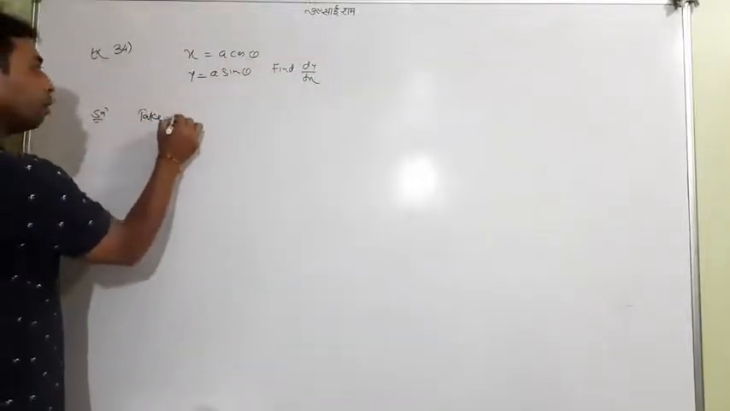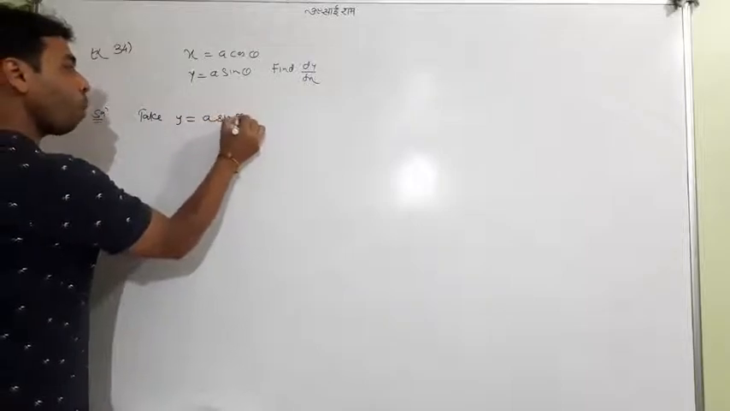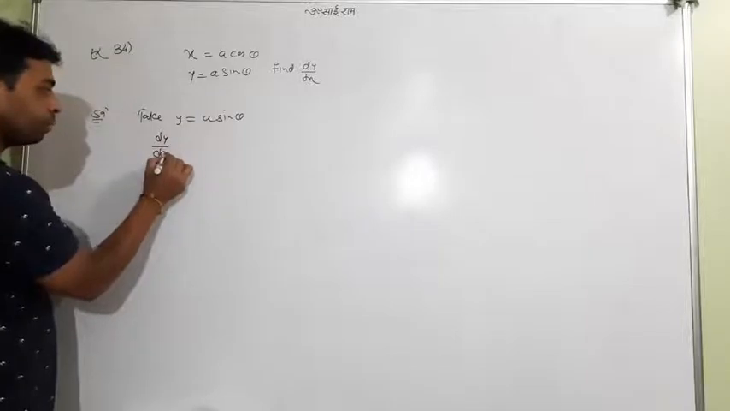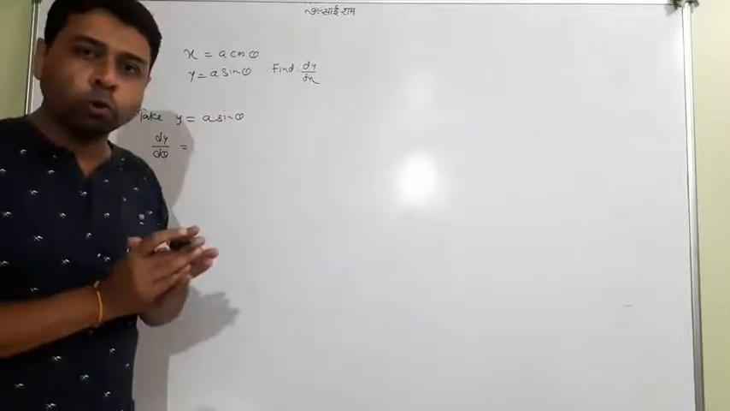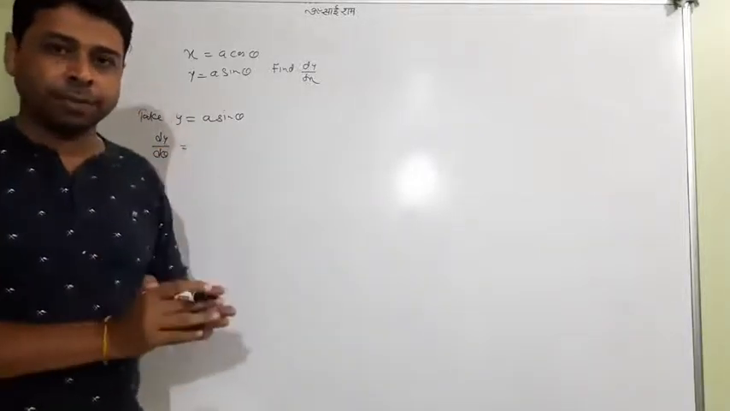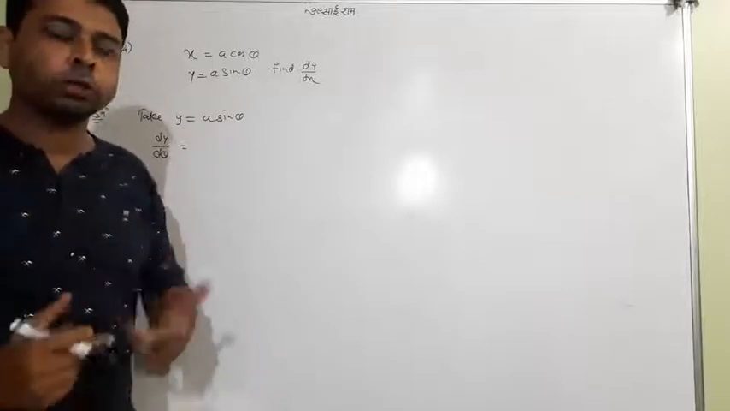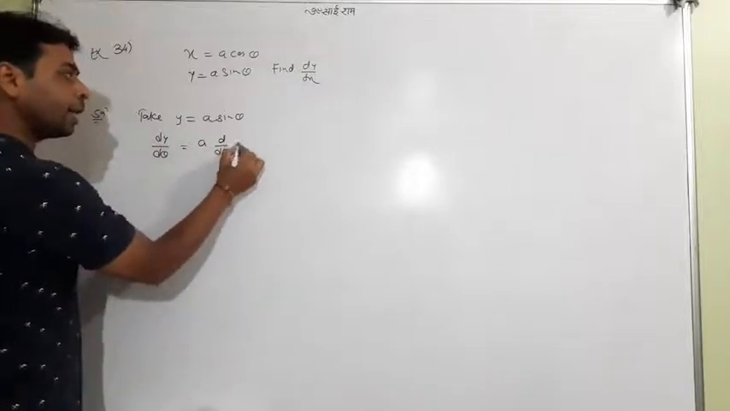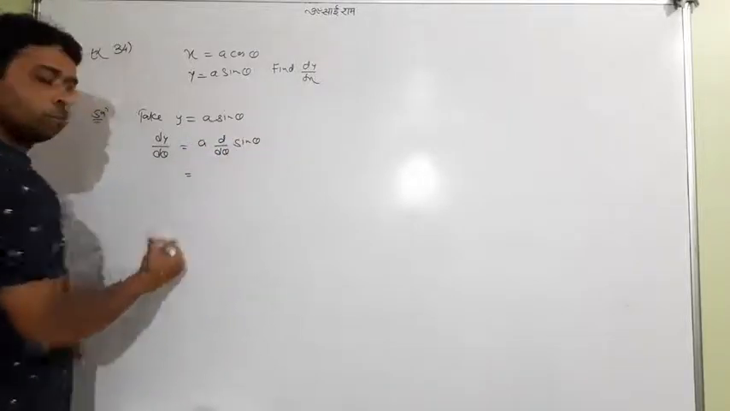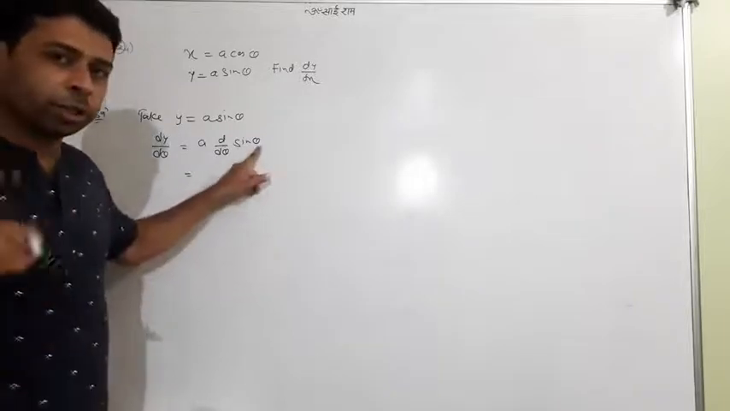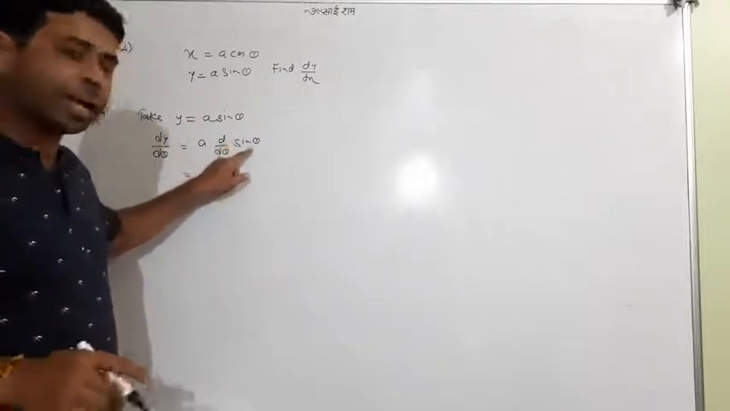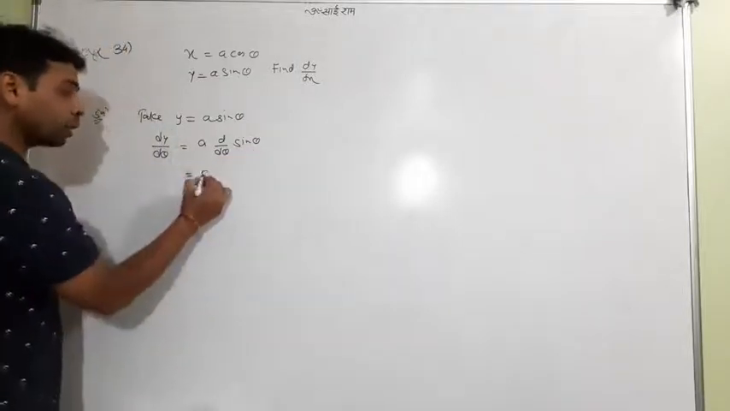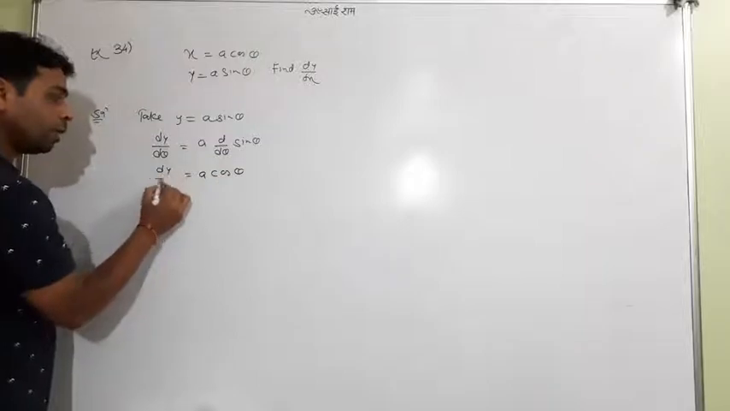Taking y is equal to a sin theta. y is a function of theta, so I will find dy by d theta. As in your habit to do dy by dx, it is dy by d theta. Theta is the variable, and with respect to theta you are doing differentiation. So a is a constant value, and d by d theta of sin theta. Don't think that theta is a constant. No, theta is a variable this time. And d by d theta of sin theta is like d by dx of sin x, which is cos x. So d by d theta of sin theta is cos theta. So a cos theta will come. So dy by d theta you got.